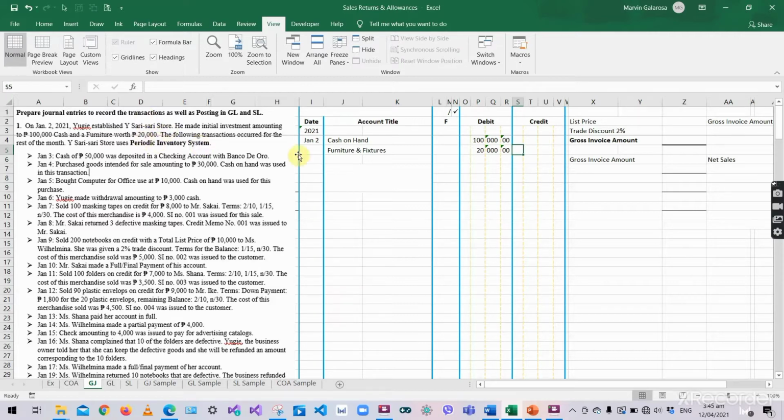And then credit Yugi Capital. Total ng initial investment niya is 120,000. To record Yugi's initial investment.